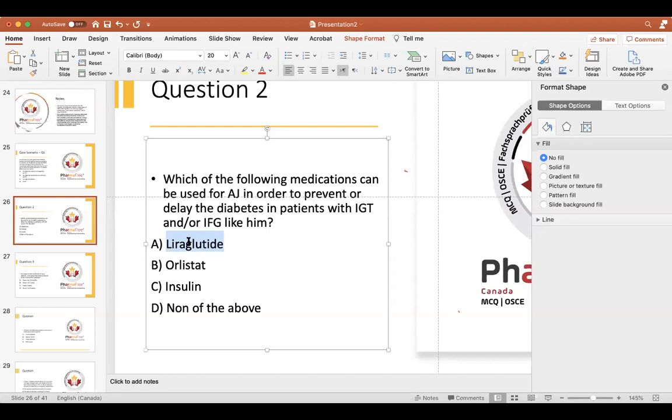Metformin, A for acarbose, T for thiazolidinediones, like rosiglitazone or pioglitazone, O for orlistat. Now we have as well liraglutide. Liraglutide as well can prevent or delay the incidence of diabetes according to some evidence.